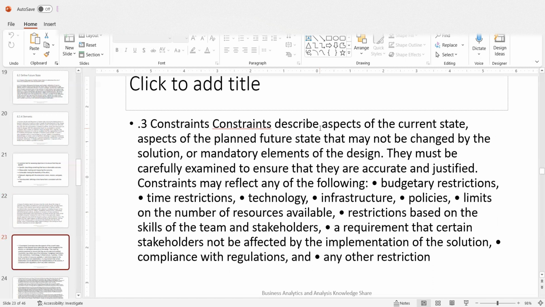Constraints. Constraints describe aspects of the current state, aspects of the planned future state that may be changed by the solution, or mandatory elements of the design. They must be carefully examined to ensure that they are accurate and justified. Constraints may reflect any of the following. You could have budgetary constraints or restrictions, time restrictions, technology, infrastructure, policies, limits on the number of resources available, restrictions based on the skills of team and stakeholders, the requirement that certain stakeholders not be affected by the implementation of the solution, compliance with regulations, and any other restrictions.